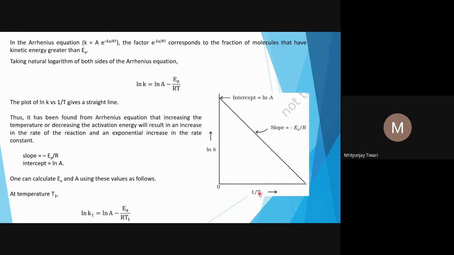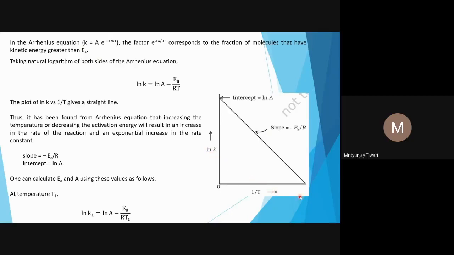So 1 by T, if I put on the x-axis and ln k on the y-axis, we should get a straight line. The intercept of that straight line should give the ln A value, and the slope of that straight line is the m that we write. It means that the slope should give us the value of minus Ea by R, and the intercept will give us the value of ln A. This is the graph that we obtain, a straight line, when we plot ln k versus 1 by T. With increasing temperature, one can get the value of temperature T and the value of ln k.